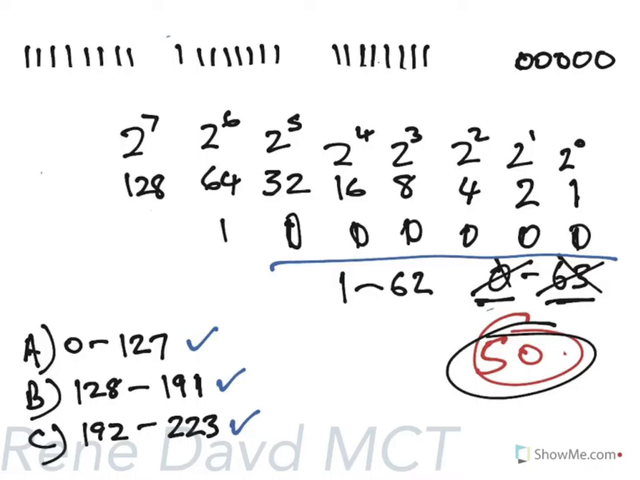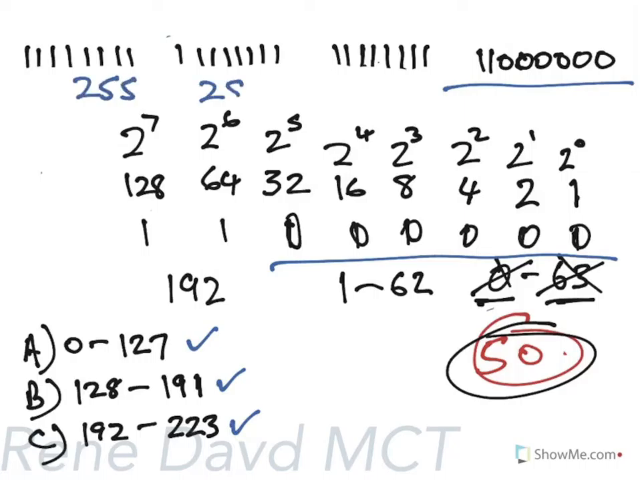Whatever's left become your network bits. If I add up my network bits, or my 1s here, I end up with 128 plus 64, which is 192. So if you look at the top here, it should be 11000000. Right there. So you end up with a subnet mask of 255.255.255.192. Pretty straightforward.